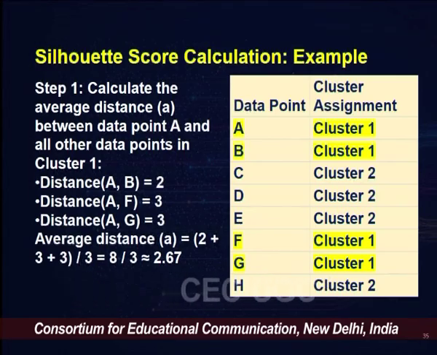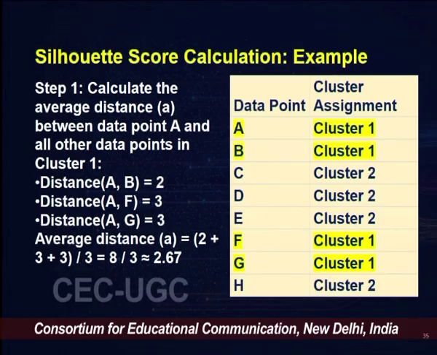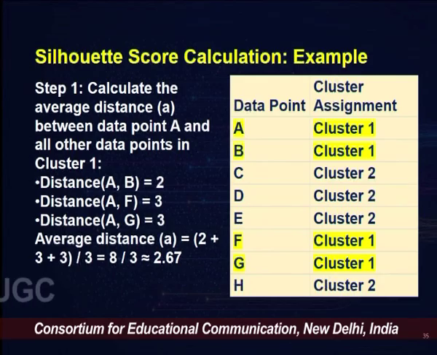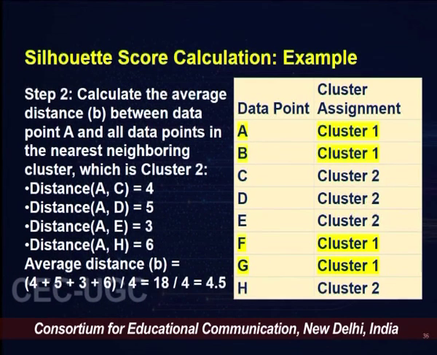As you can see, just as an example I have taken these distances. It might be using some of the schemes. Since I have not given the distances here, I have just assumed certain values for clarification. For example, the distance between A and B is 2, between A and F is 3, and between A and G is 3. I calculate the average distance, which is defined as a, and that came out to be 2.67. Similarly, in step 2 I would calculate the value of b, that is, the average distance between data point A and all the data points in the nearest neighboring cluster.